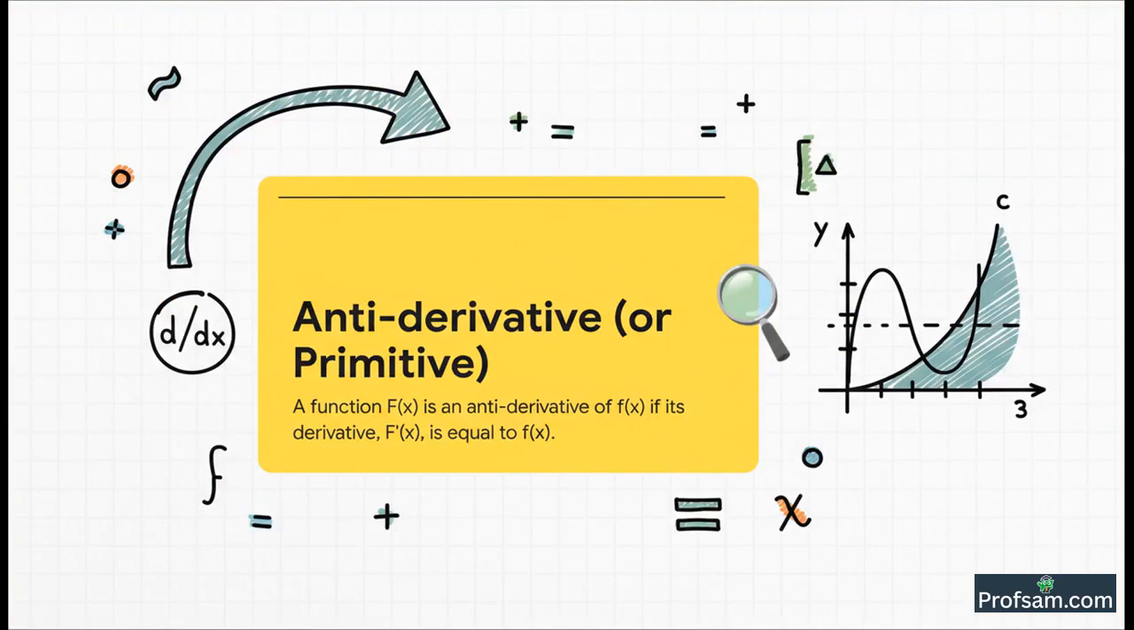Now, the main idea behind integration is finding something called an antiderivative, or sometimes it's called a primitive. And the definition is actually super simple. A function, let's call it capital F of x, is an antiderivative of another function, small f of x, if the derivative of capital F of x gives you small f of x. See, it's just the reverse of what you already know.